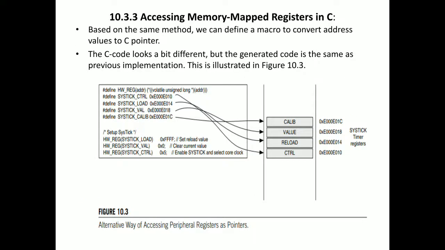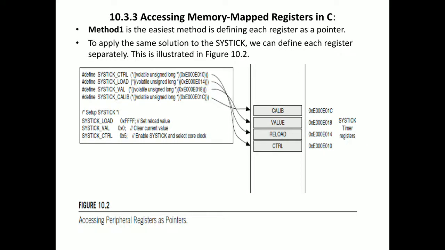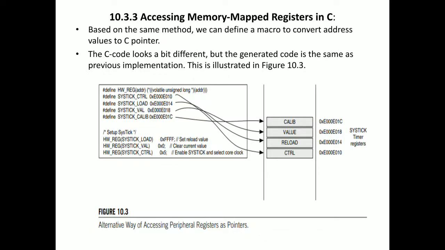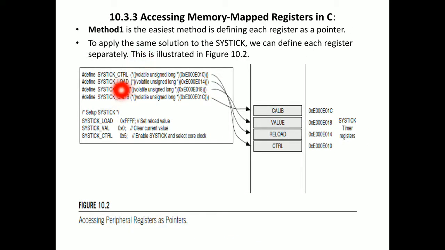Before going to method 2, there is another method within method 1. We can define macros and then convert their address values to C pointers. Here we are not giving the direct value setting; we are creating macros and converting them to C pointers. You can observe that everything is a pointer: control, load, valves, calib, all are pointers.